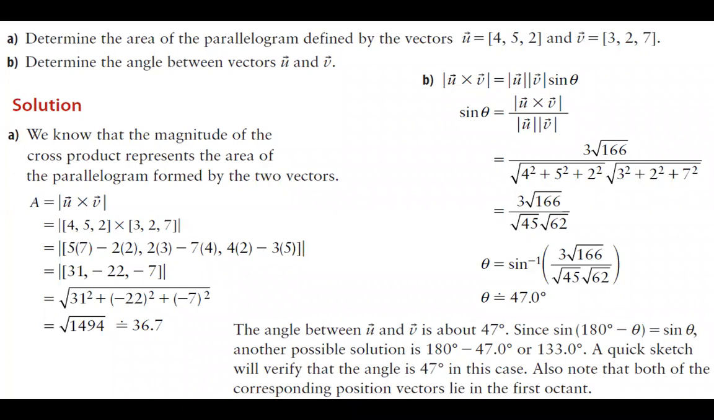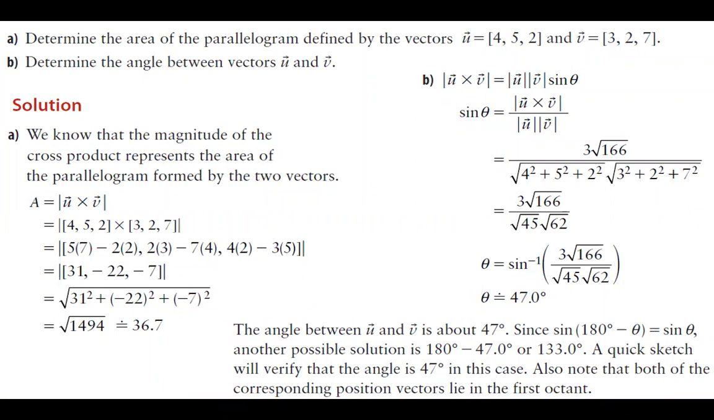Okay, question A. We know that the magnitude of the cross product represents the area of the parallelogram formed by two vectors, right? We have already learned this in previous slides. So the area of the corresponding parallelogram is the magnitude of u cross v. If you know the three components of u and the three components of v, then you can easily find the cross product between u and v, right? So basically it's the magnitude of (4, 5, 2) cross (3, 2, 7), right? Remember, you can always use a diagram to find the cross product between these two vectors. So that gives us the magnitude of the vector (31, -22, -7). And that's the square root of 1494, which is approximately 36.7.